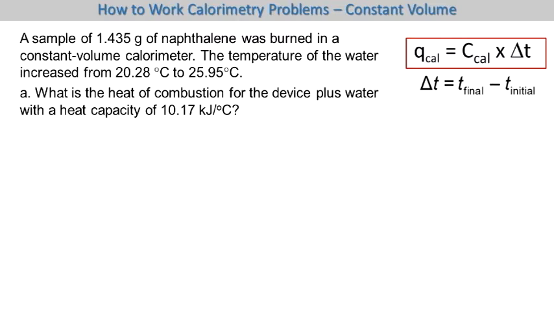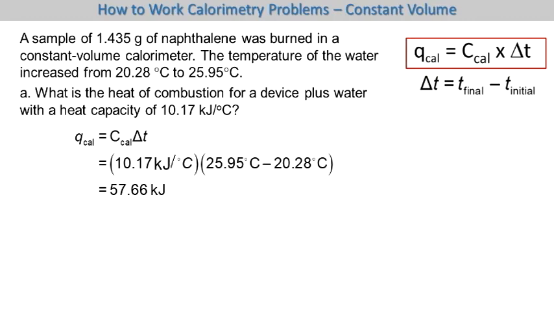Next, let's carry out a problem involving constant volume. And here's the problem. A sample of 1.435 grams of naphthalene was burned in a constant volume calorimeter. The temperature of the water increased from 20.28 degrees C to 25.95 degrees C. What is the heat of combustion, given the device plus water has a heat capacity of 10.17 kilojoules per degree C?